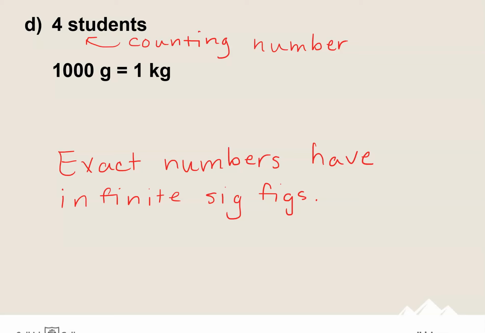Counting numbers are exact, and another kind of exact number is a conversion factor. By definition, a 1,000 grams converts to 1 kilogram. Exactly, by definition. So again, there's no uncertainty, and those numbers have infinite significant figures.